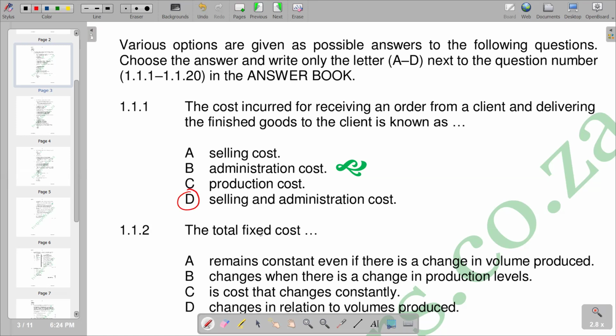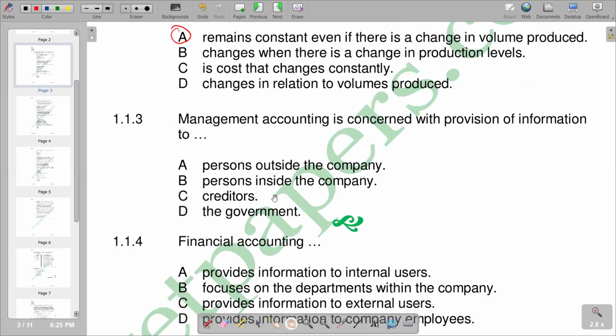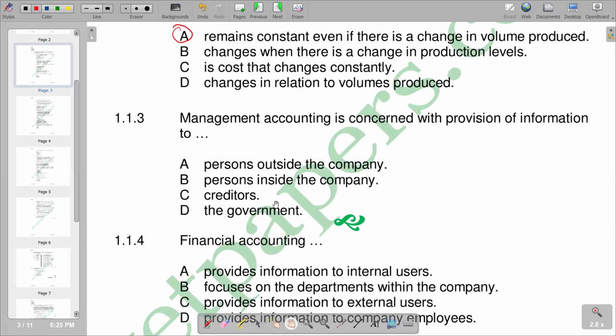So we go to the next one, which is 1.1.2, the total fixed cost dash. We see that total fixed costs remain constant even if there is a change in volume produced. So the correct answer that we have there is A, is concerned with the provision of information to persons inside the company. Remember, management accounting is for decision making within the organization. So that would be the correct answer.